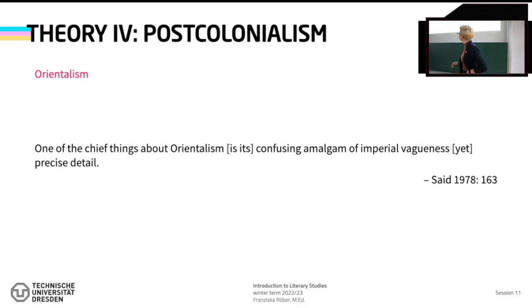Again, just to sum it up, one of the chief things about Orientalism is its confusing amalgamation of imperial vagueness, yet precise detail. We still see the spices we have, I think, in Arabian Nights. The lyrical eye, or the genie in this case, talks about, I believe, the cardamom. So we have certain precise details that are being taken from each and every culture, but what's being created is this melting pot of cultures that is simply titled the Orient.